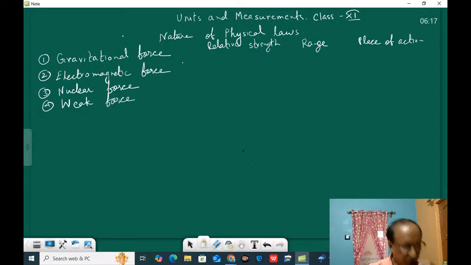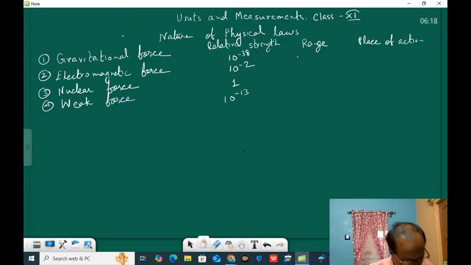First is gravitational force, with a relative strength of 10 to the power minus 38. For electromagnetic force, it is 10 to the power minus 2. For nuclear force, it is 1. And for weak force, it is 10 to the power minus 13. This is the relative strength.